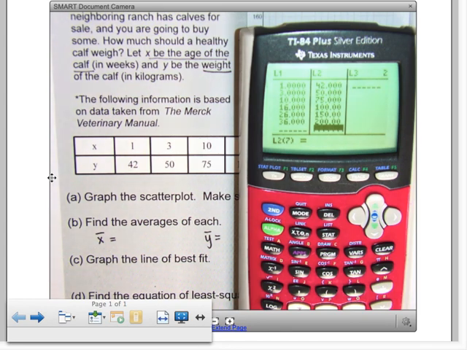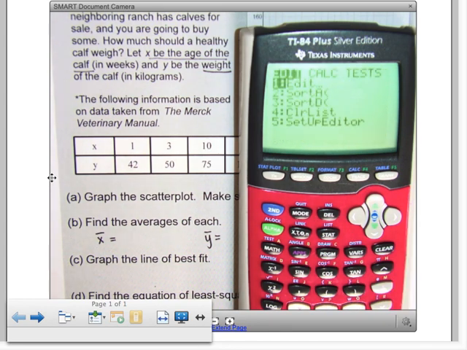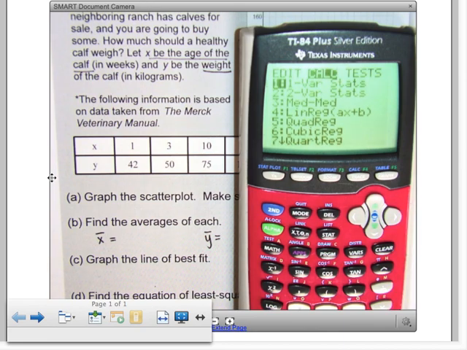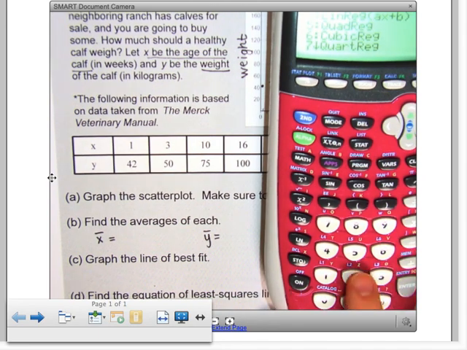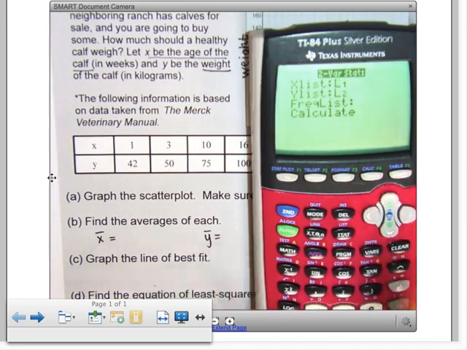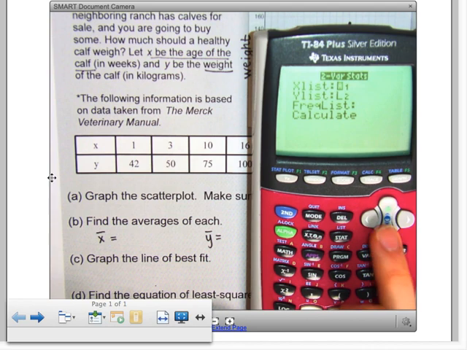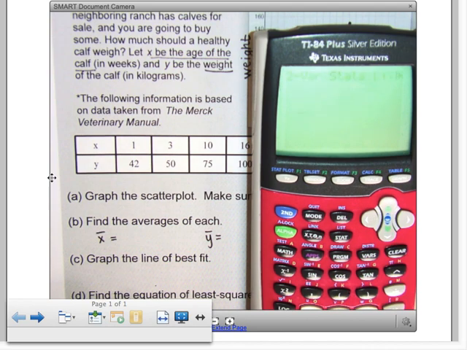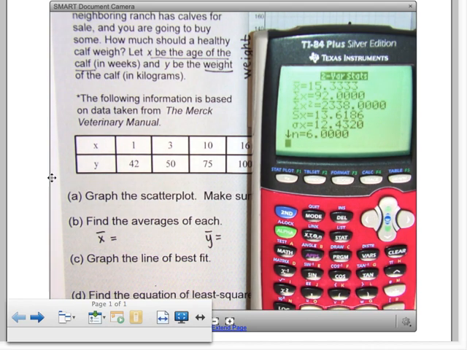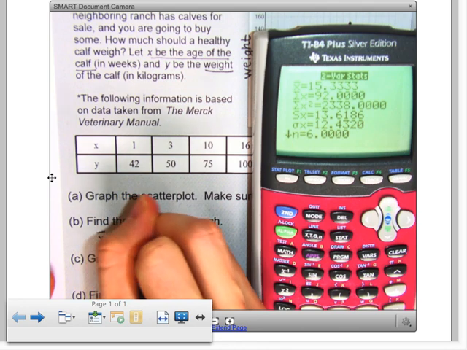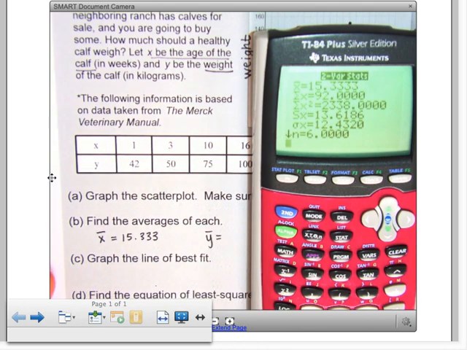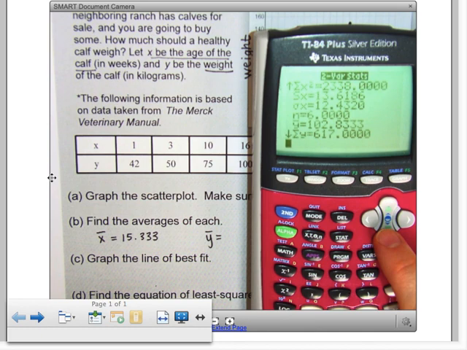Okay, now that I have all those entered, I'm going to go back to stat, over to calc. I'm going to hit the number 2. So you can scroll down and hit 2, or if you just hit the number 2, it works the exact same. So hit 2, and then some of you can just hit enter on your calculator. Some of you need to scroll down to calculate. Okay, so on the calculator, the first one, x bar, is 15.333. Scroll down, y bar is 102.833.